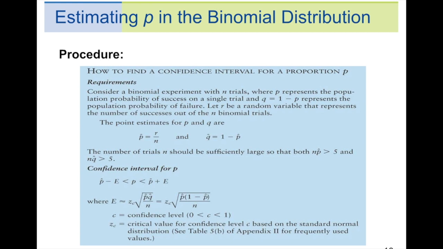The number of trials, n, should be sufficiently large so that n times P hat is greater than 5 and n times Q hat is greater than 5.